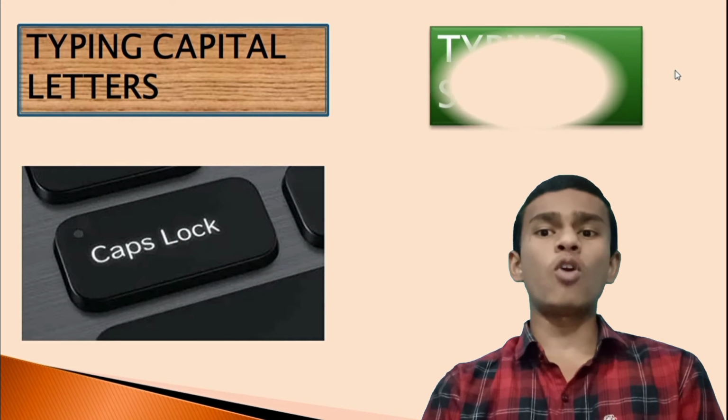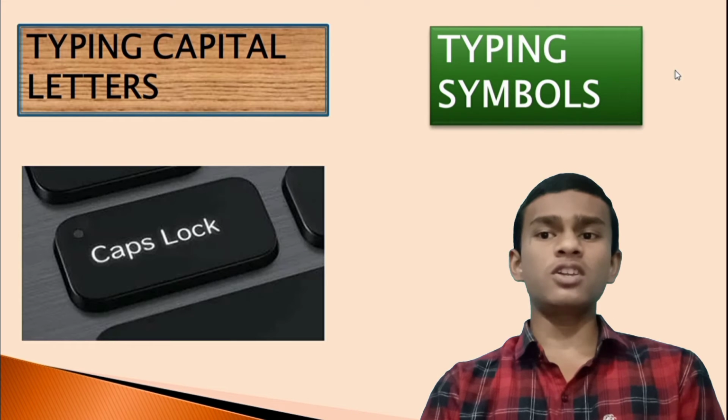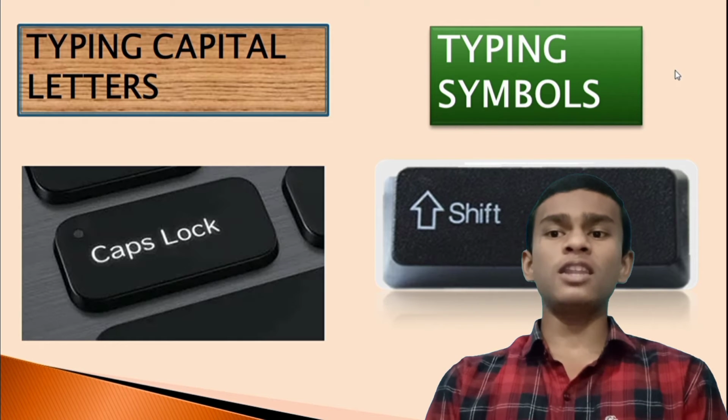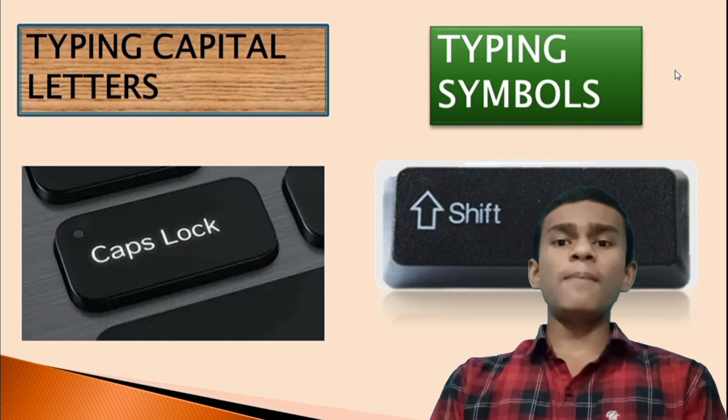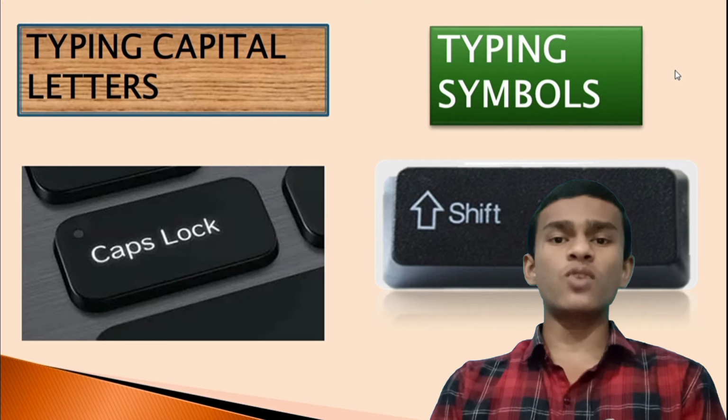Next is typing symbols. Press and hold the Shift key, then press the key with the required symbol. There are two Shift keys on the keyboard, on the bottom left and right of the letters. Typing sentences: to get spaces between typed words, press the space bar once and then type the next word.